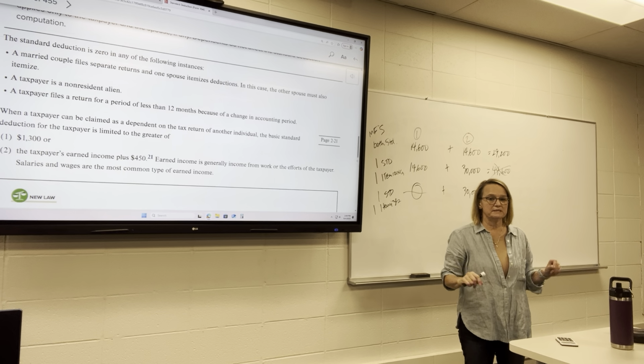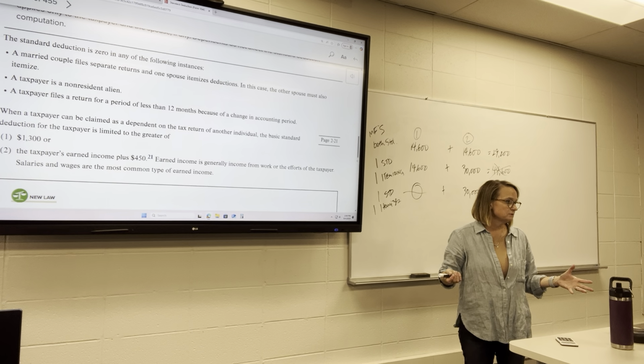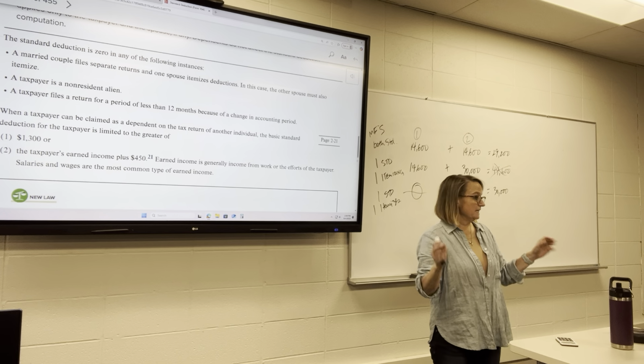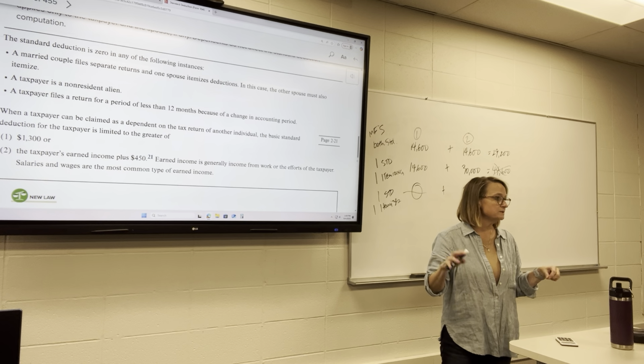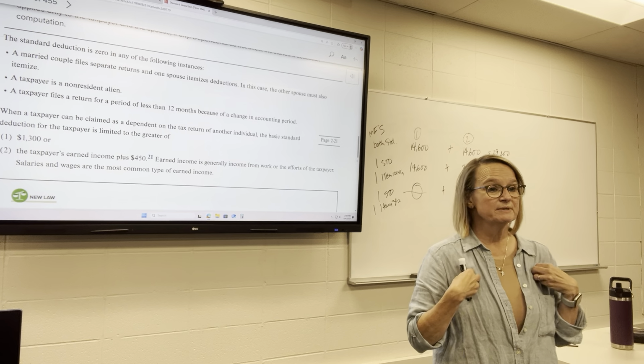So essentially what that means is only unearned income is going to be taxable to you. So again, this is mostly from kids with summer jobs, with after-school jobs. Maybe they're in college as well, but they're dependent on somebody else's return.